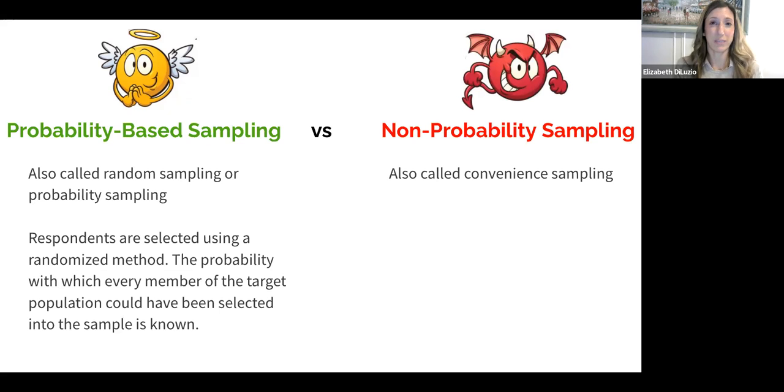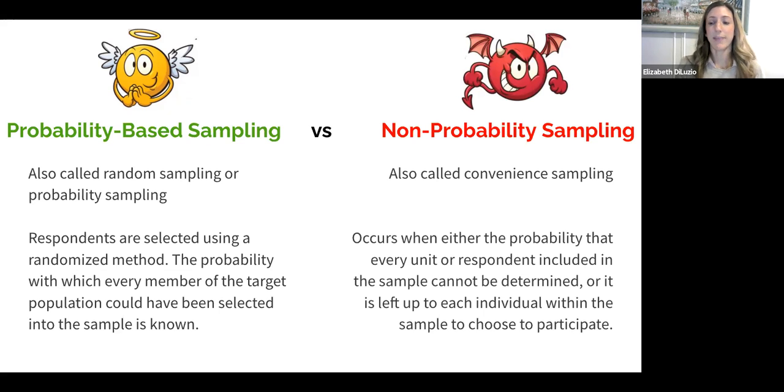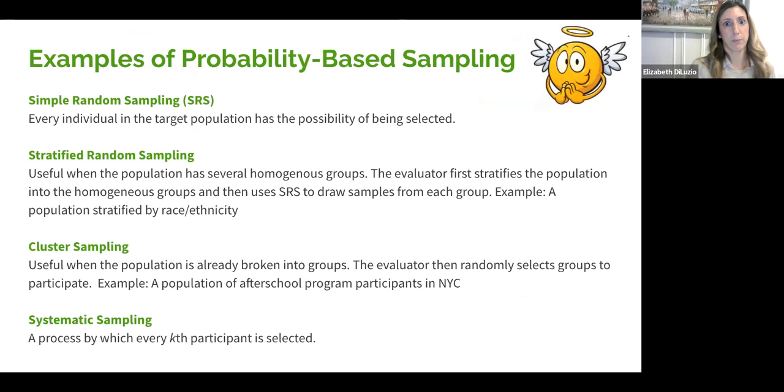It's also called convenience sampling. And this is when we can't determine what made one person go into the sample or not. So it's left up to chance. I didn't randomly and statistically choose them. It was left up to chance. I'm going to explain what I mean, what the difference is between these. And there are lots of examples.